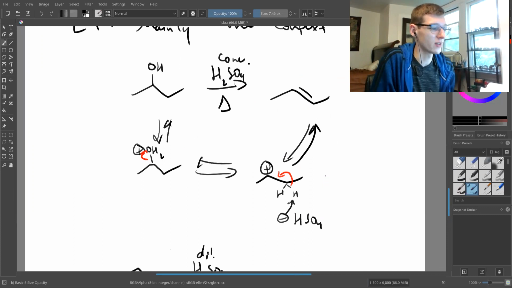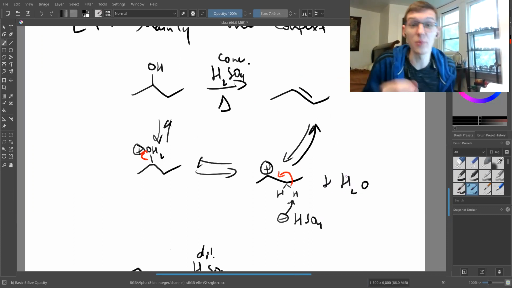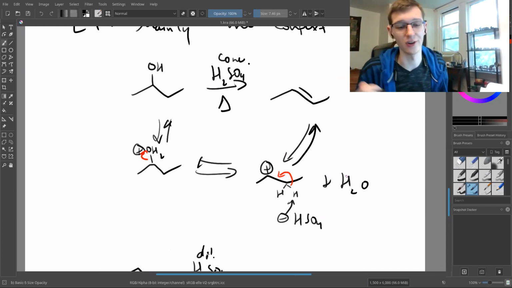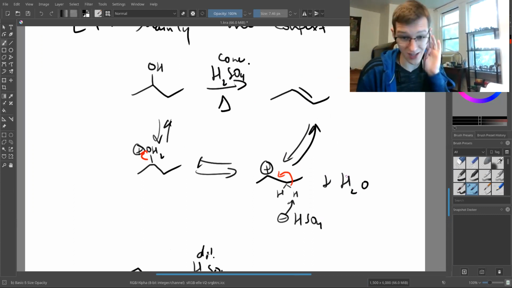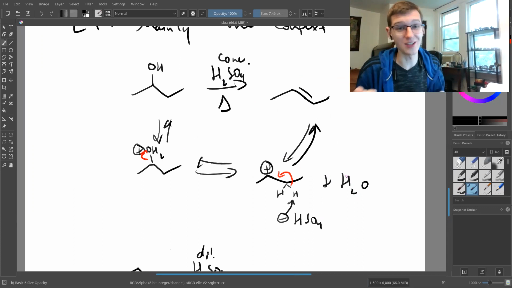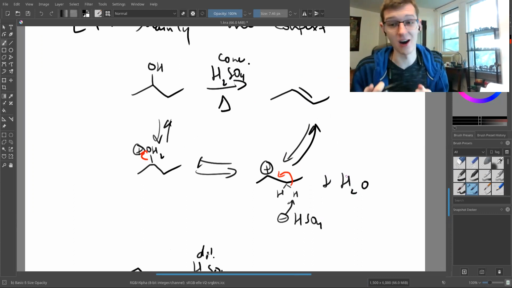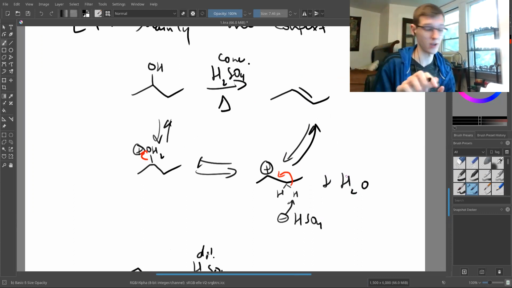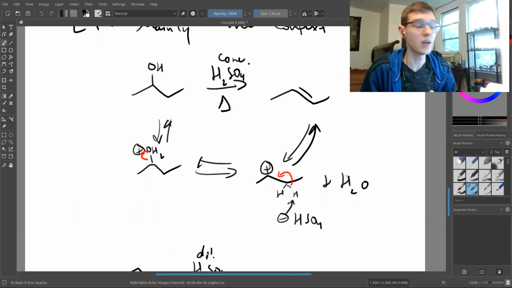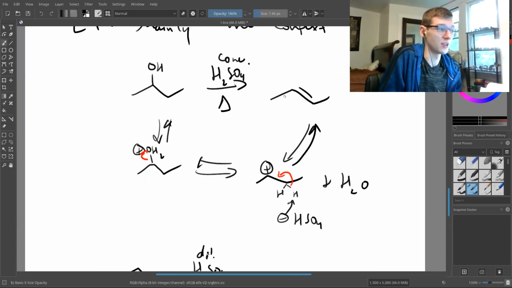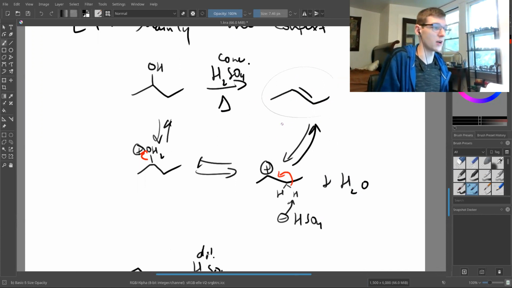Because once this water comes off, it's going to be really happy in the sulfuric acid. Another way to say it is sulfuric acid really hates not having water. It doesn't want to be concentrated. So if you're giving it water, it's going to do everything it can to hang on to that water. So it's not going to want to go in the reverse direction. Okay. So this really pushes it to favor the double bond.